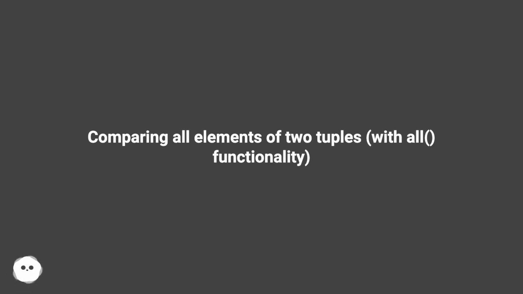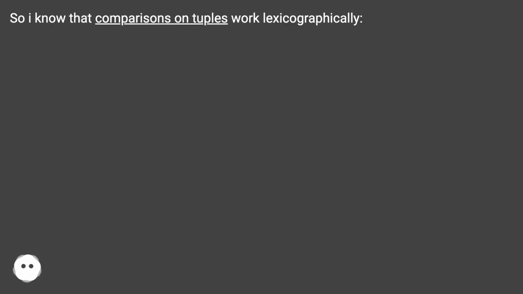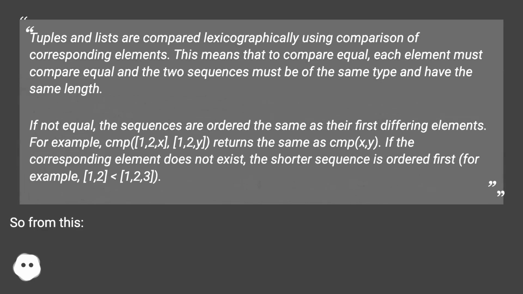Comparing all elements of two tuples, with all functionality. So I know that comparisons on tuples work lexicographically. Tuples and lists are compared lexicographically using comparison of corresponding elements.